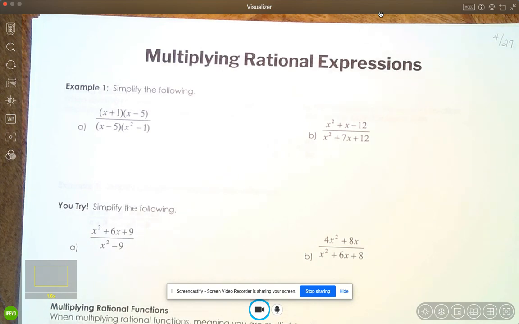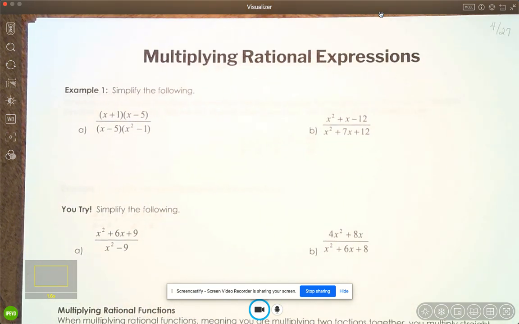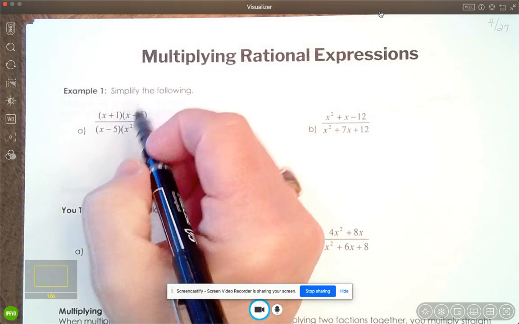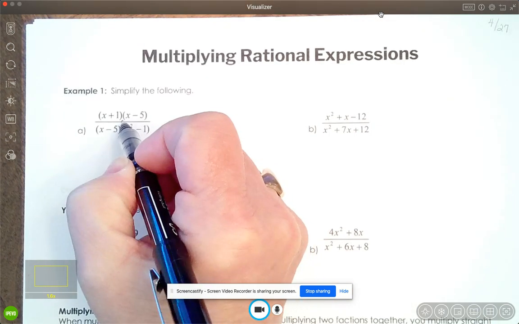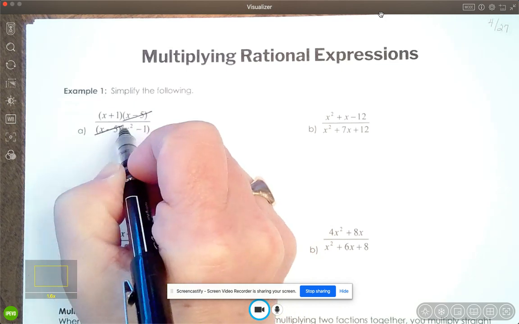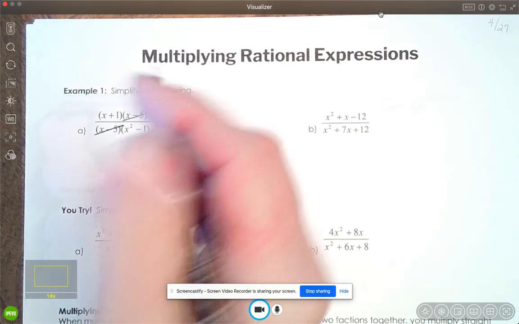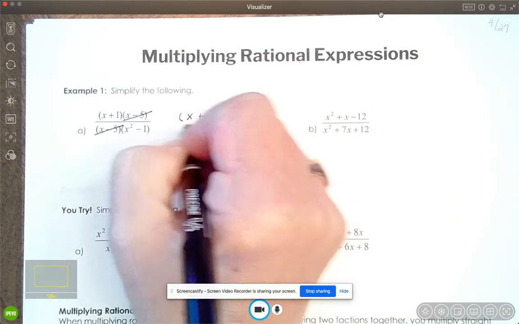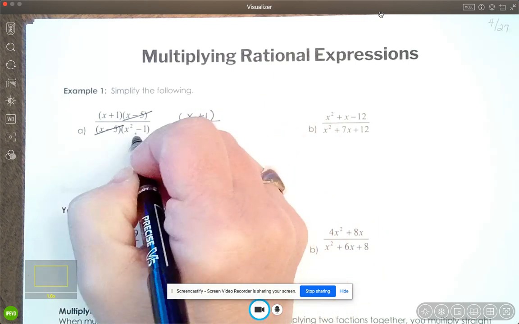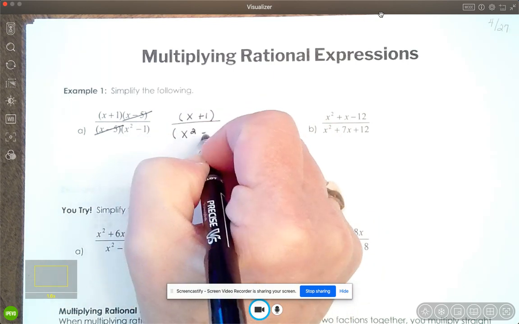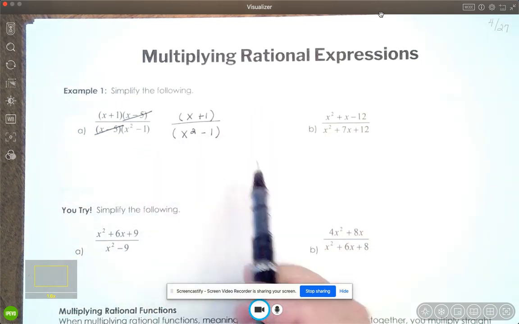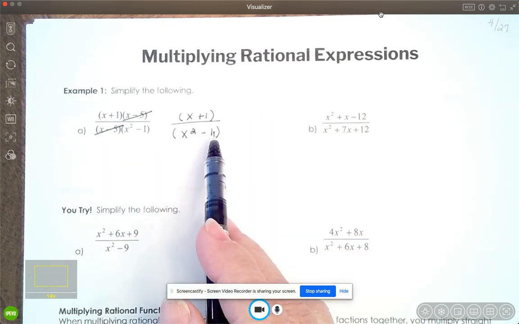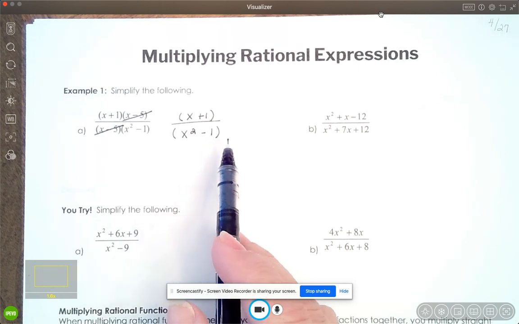The first thing that it's asking us to do is to simplify the following. Okay, what is simplify the following? If something can cancel out, I'm going to cancel it. So for example, right here, I have an x minus 5 in the numerator. I have an x minus 5 in the denominator. So I'm left in the numerator with an x plus 1. And in the denominator, I have an x squared minus 1. Now, if you remember, this right here is the difference of perfect squares. So I can go ahead and factor that.